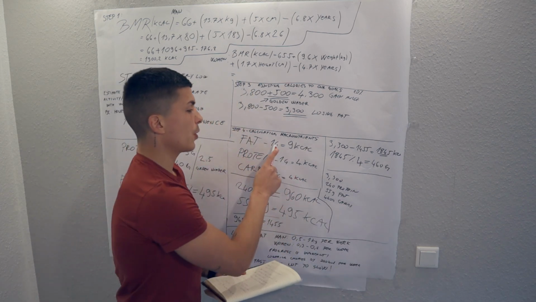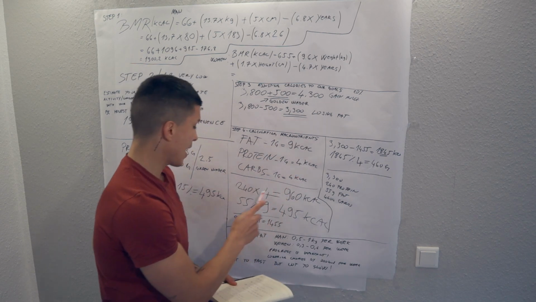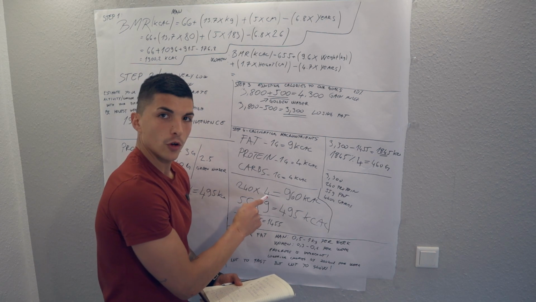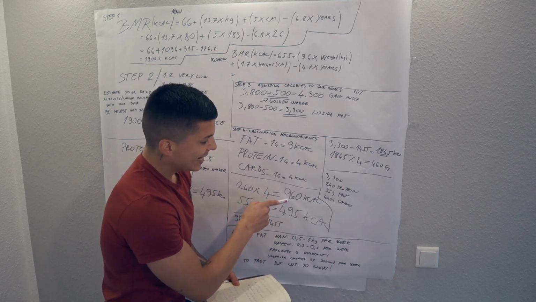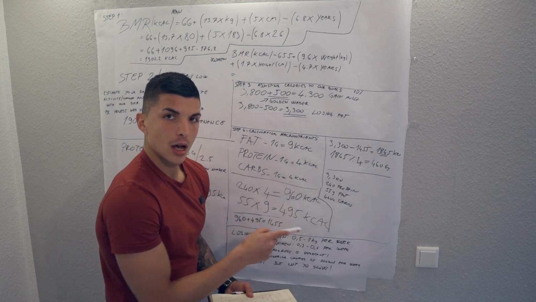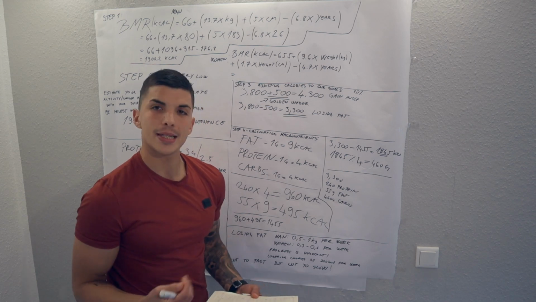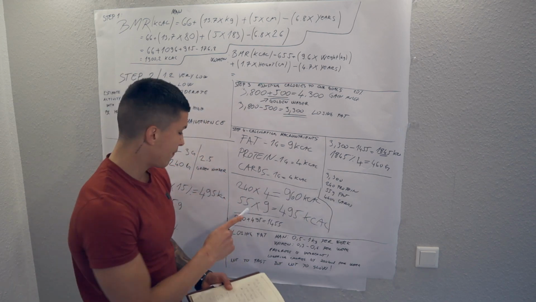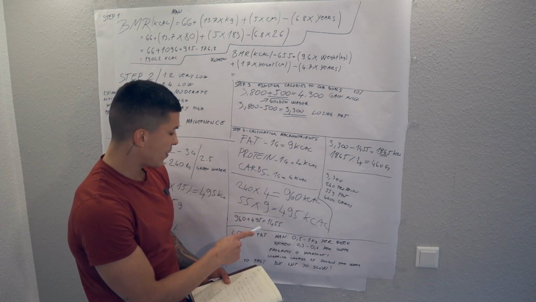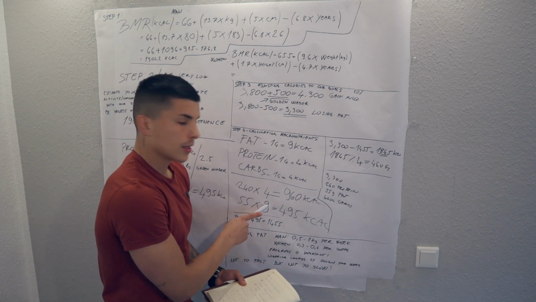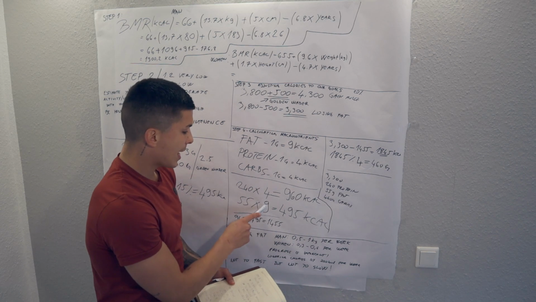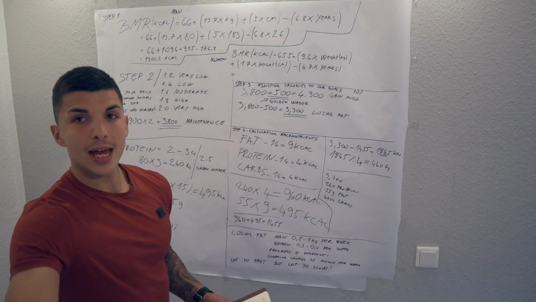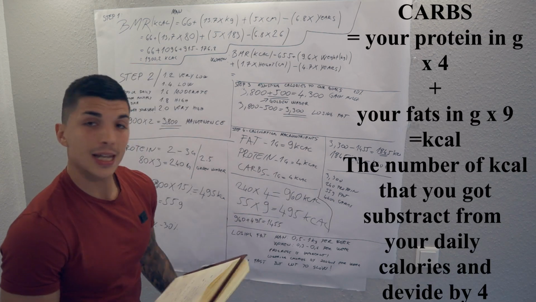For 1 gram, it's 4 calories. I'm going to simply multiply 240 by 4, and that's 960 calories of protein. So I'm eating on a daily basis 960 calories just from protein. Now from fat, 55 grams of fat multiplied by 9 per gram is 495 calories. So right now we have just the last number.